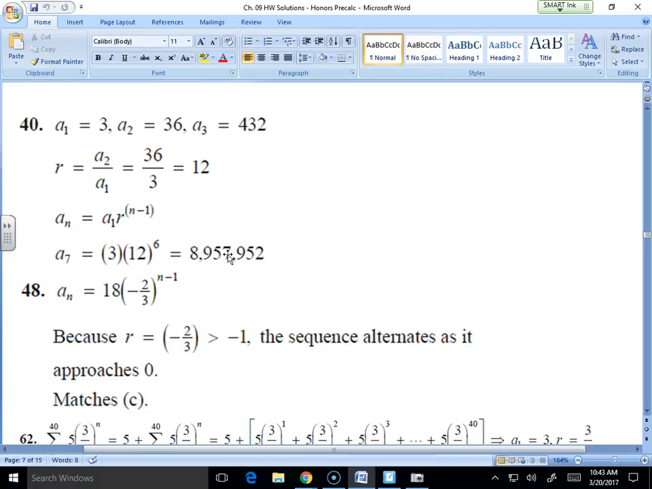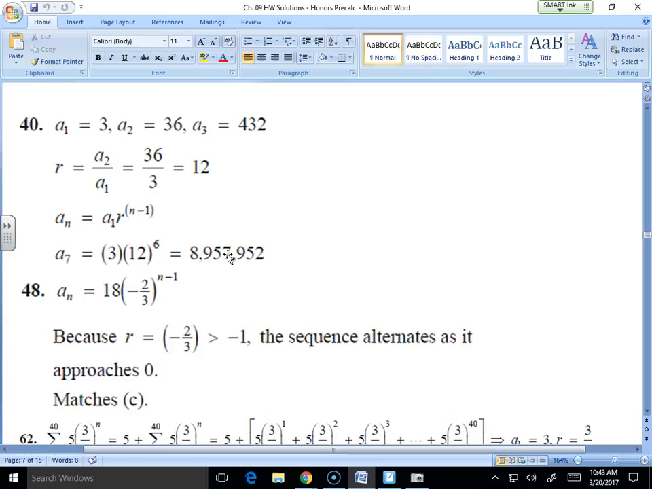A1, A2, A3 is what they gave you. From that information, you could have divided A2 over A1 or the ratio of A3 over A2. Either way, you get the common ratio of 12. Then, guys, isn't that the formula that you're supposed to be memorizing and using? Right?